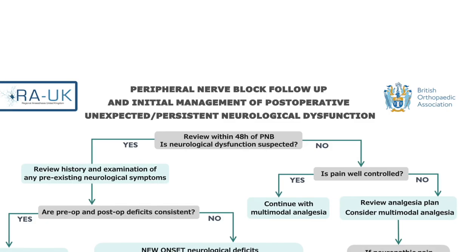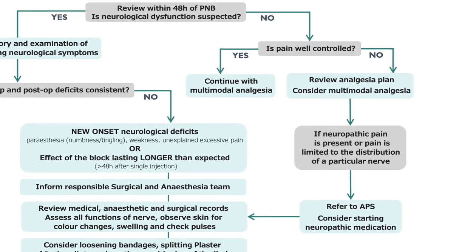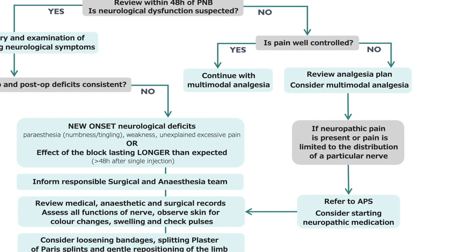Whenever you do a block, the most important thing is to see if the patient's pain is well controlled or not. If you do not suspect anything wrong, you just check whether the pain is well controlled. If it is, then you are well and good. But if the pain is not well controlled despite the block, then you need to consider optimizing your multimodal analgesics, or if there's an element of neuropathic pain, then you may need to consider anti-neuropathics.